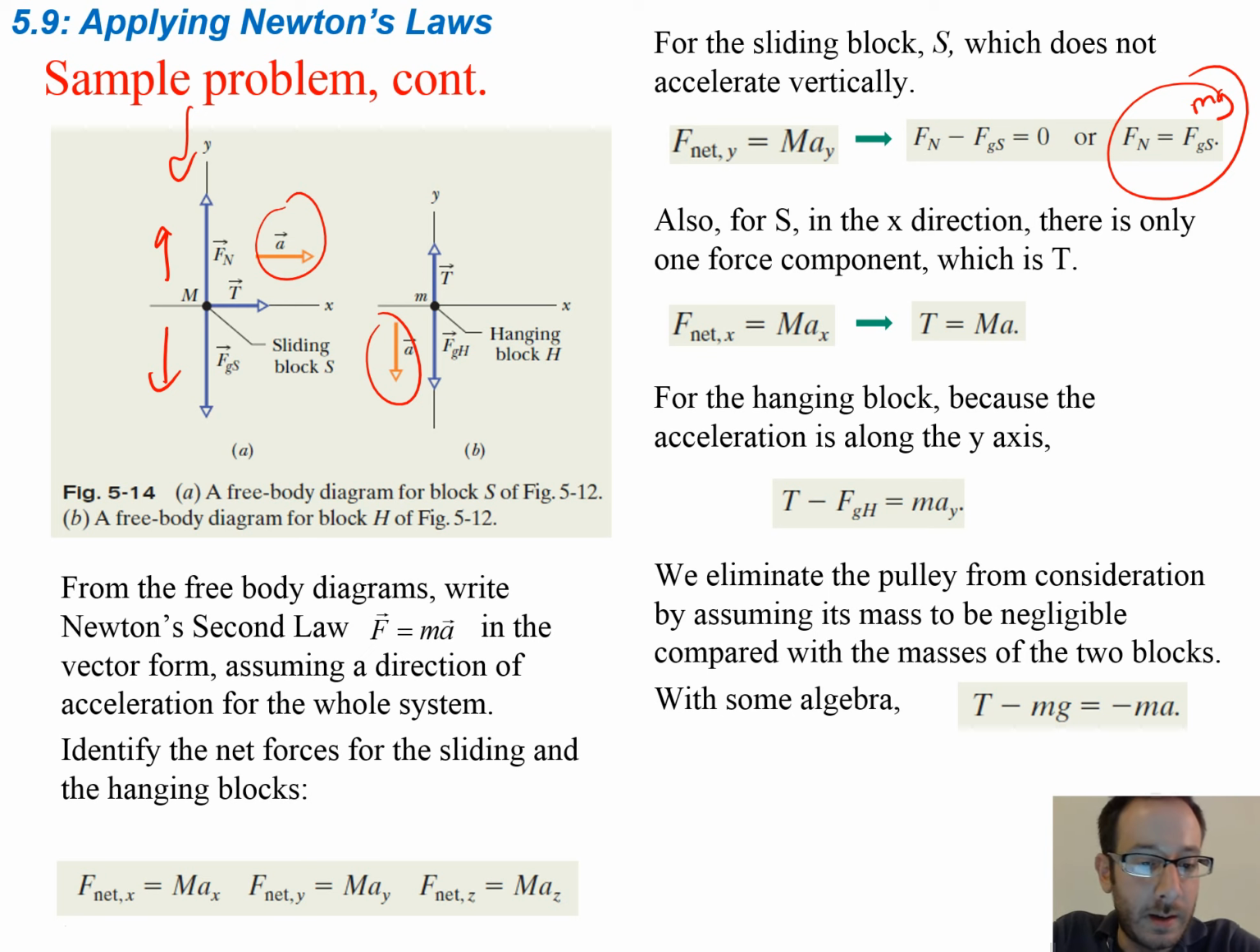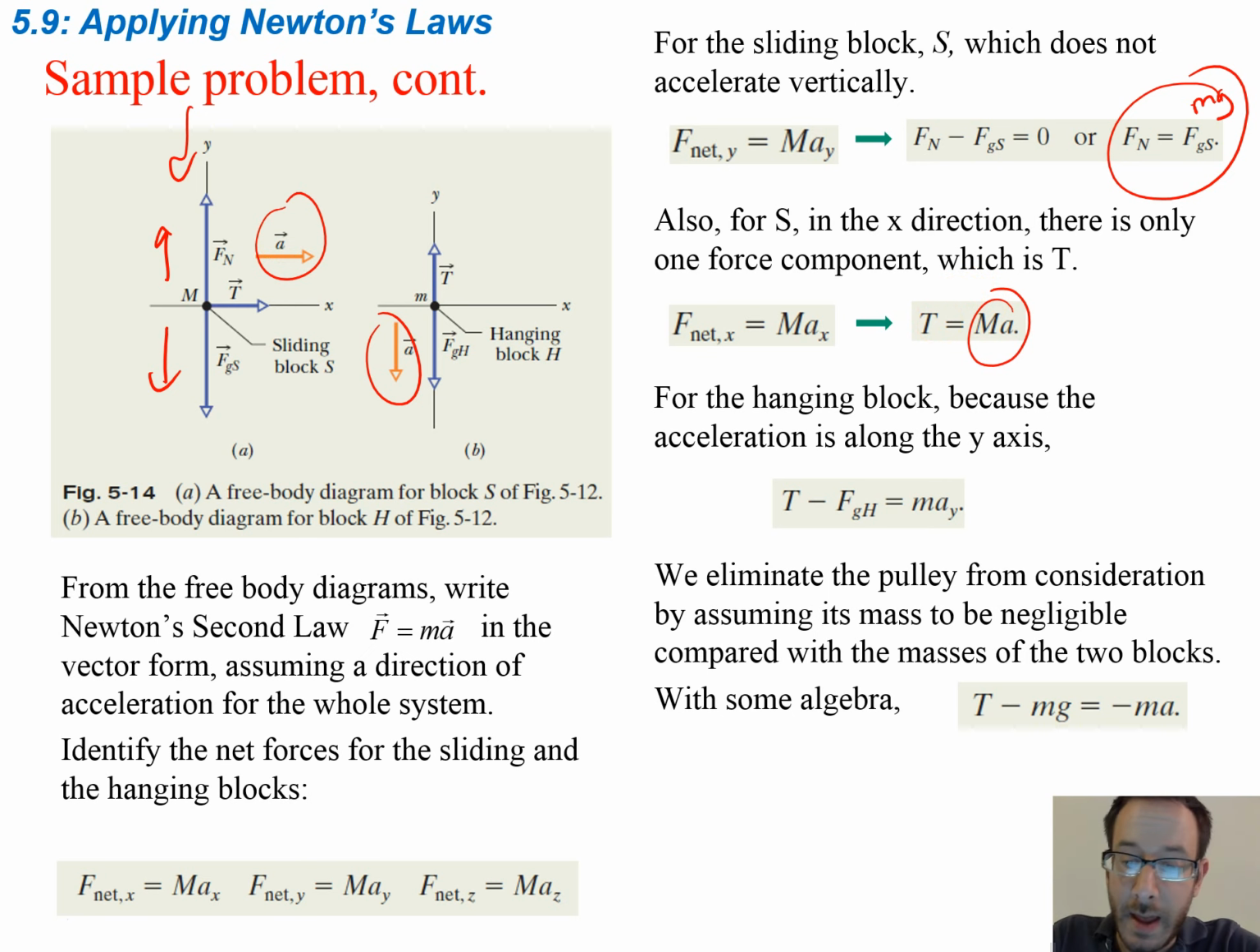All right, so now if we're looking again at the big block that's sitting on the table, we're going to look at the x direction, and the only force that we have is T. So we set that equal to big M times the acceleration. The acceleration is just going to be a, which is what we said over here, and then that's going to be equal to the tension because that's the only force.